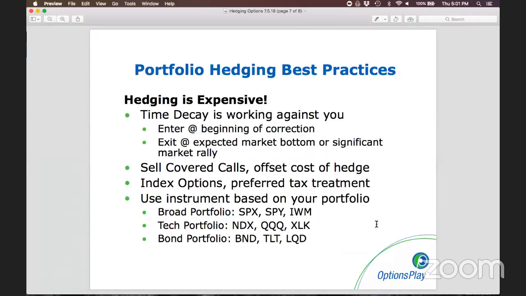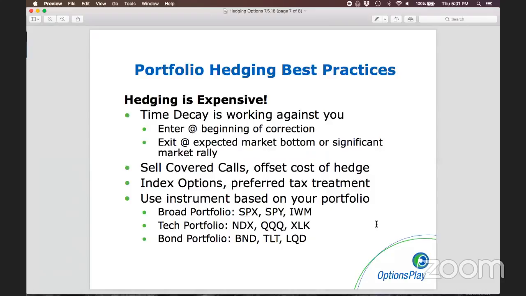So lastly, always make sure that you minimize the time that you're in a hedge by making sure you enter when the correction actually starts, and exiting if you think the markets are bottoming, or if simply the correction never happens, exit as quickly as possible. That will help reduce the time that you're in that hedge, which will reduce the cost of the hedge. And then you can always sell covered calls against your hedge in order to pay for it.